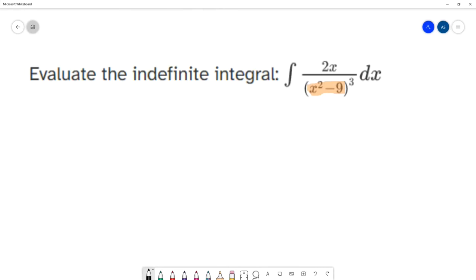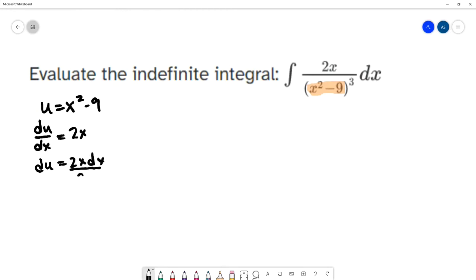So we can try letting u equal x squared minus 9. We would calculate the derivative of that. du over dx is 2x. And I'll rearrange this to solve for dx. So I would multiply by dx on both sides, and I would divide both sides by 2x. And that gives dx equals du over 2x.